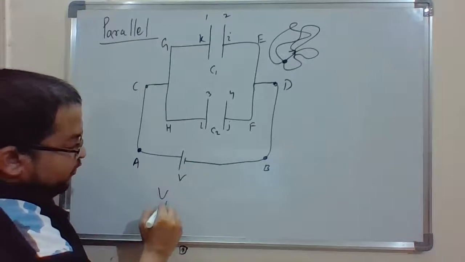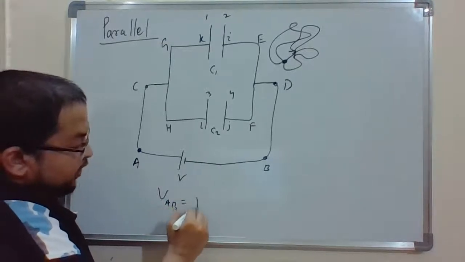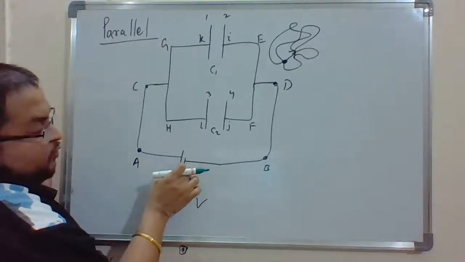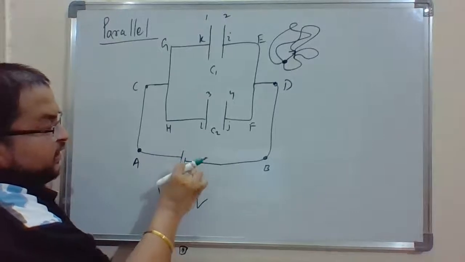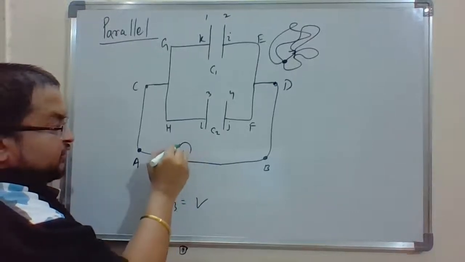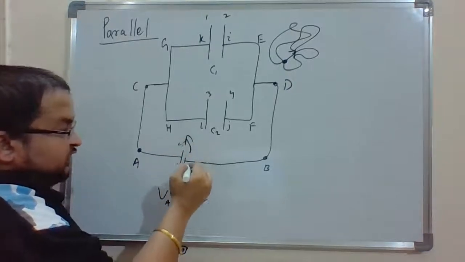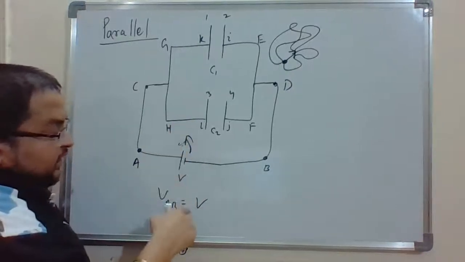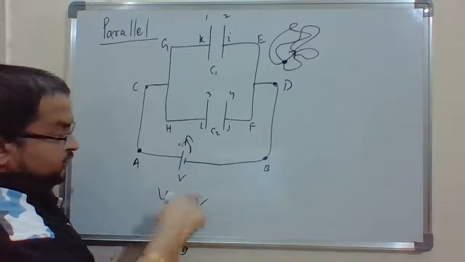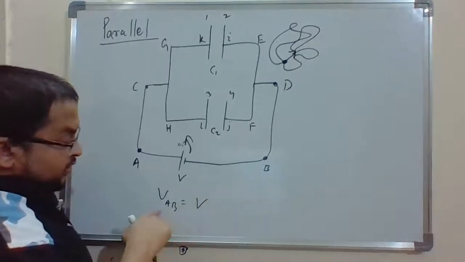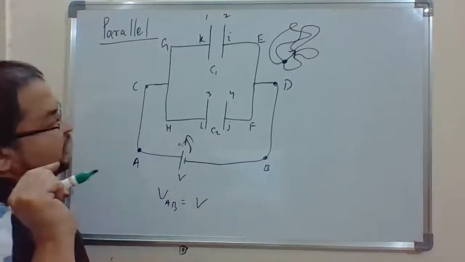So I can choose a path from B to A through this cell. Obviously, VAB will be equal to V. I am going from the negative terminal of this cell to the positive terminal, so obviously I'll get a potential gain. If there's a potential gain, the potential difference when I'm going from B to A, that is VAB, is nothing but plus V, right?